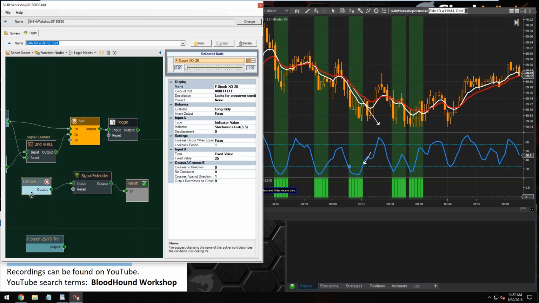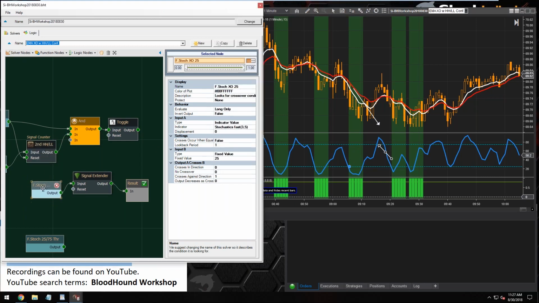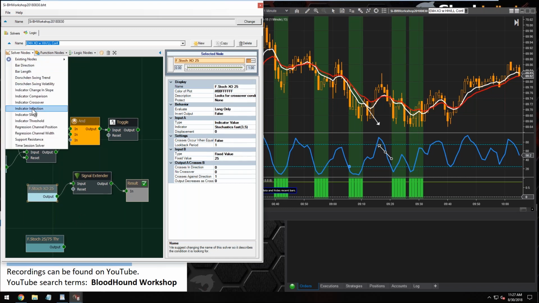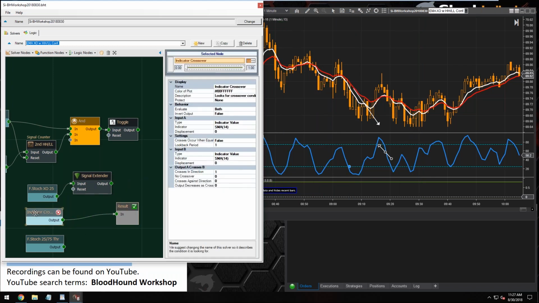All right, so we need another one of these crossover solvers so that we can find when the stochastic crosses 75 for that short setup. So let's make another one of these crossover solvers here. So let's grab another crossover. I'll just put it down here. Let's connect it up. And let's name this here.